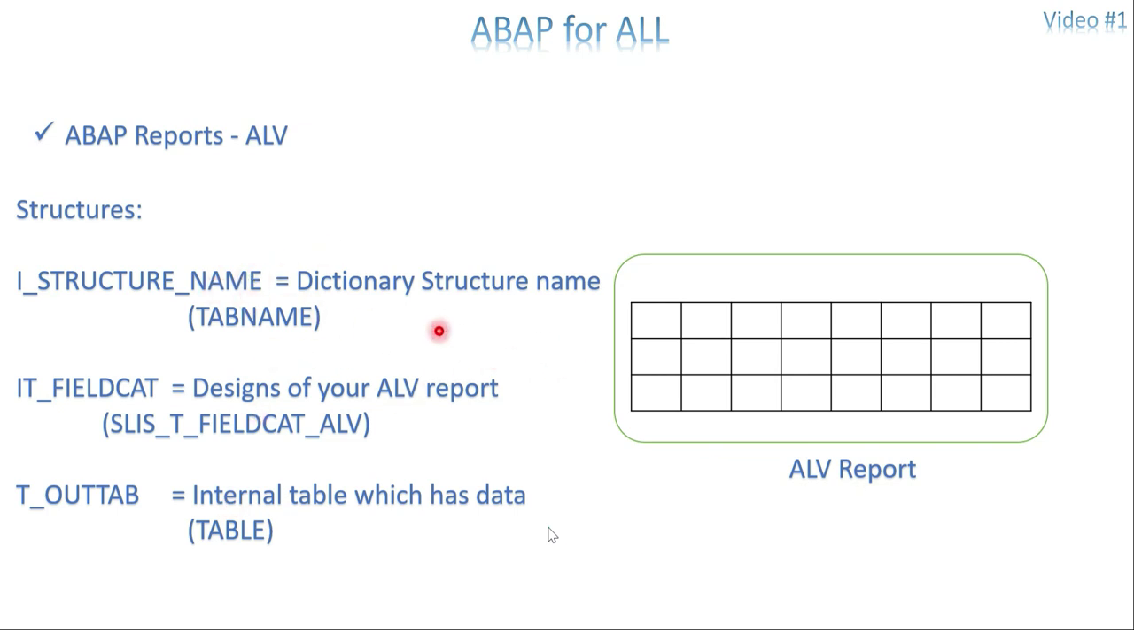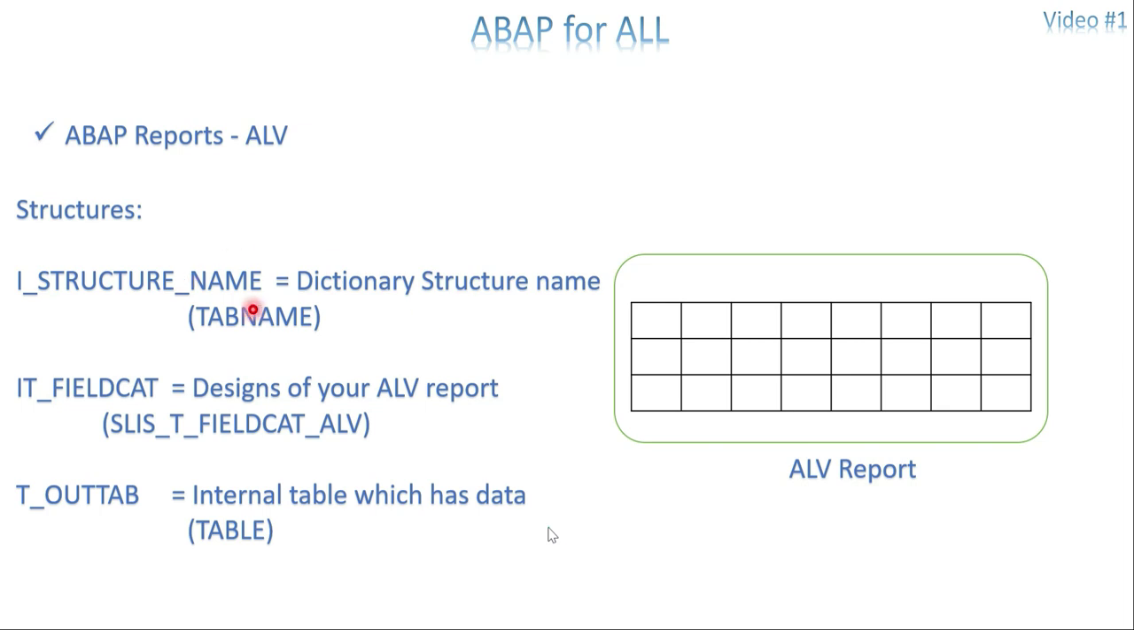First one is I structure name. It's nothing but I want to display the entire table. It may be custom or standard. For example, if you take the MARA table, there is no restriction on the columns from the client side. I want to display the entire columns, like 250 or 300 columns there. Yes, they want to see everything. Or if it is a custom table with 15 columns and they want to see all 15 columns, then we can go directly with the structure.